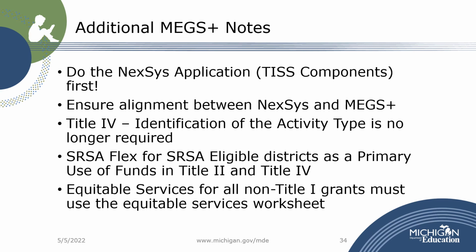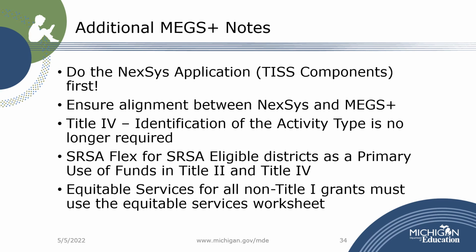One change in the application is that LEAs will no longer have to identify the activity type for Title IV budget requests, only the primary use of funds. Another change that was put in place last year is that there is a new primary use of funds option for SRSA eligible districts to use SRSA Flex rather than transfers in Title II and Title IV to gain additional flexibility in how the funds can be used.